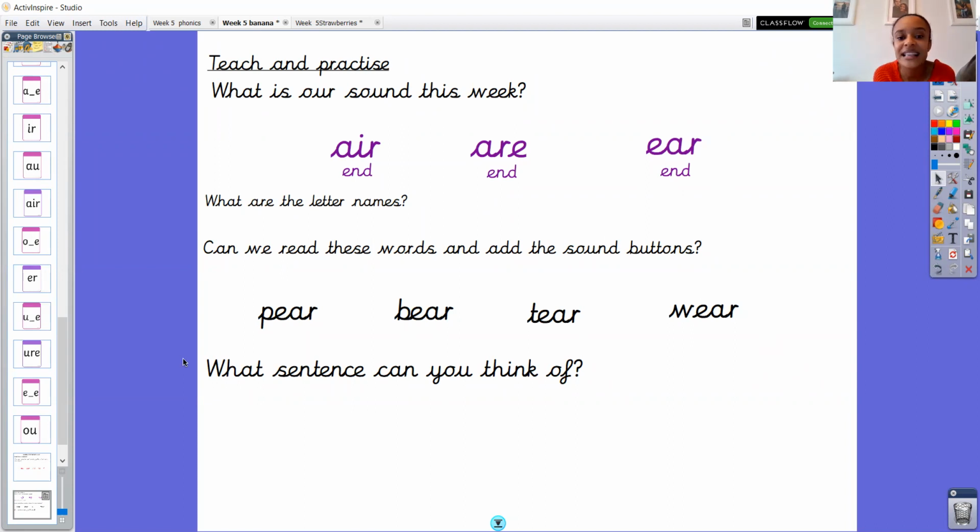Okay, so can you please write down the 4 words and pop the sound buttons on? And can you see that they've all got just one sound and then the trigraph, so they're really short ones, okay? So please pause the video now to do that.